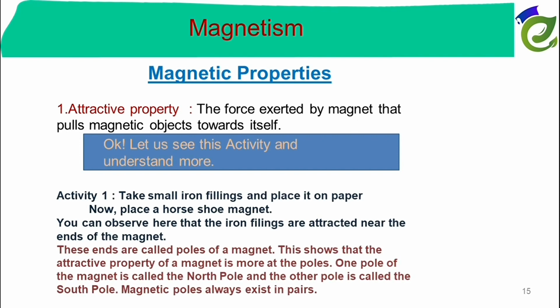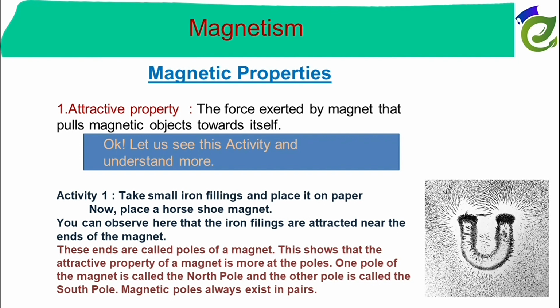The activity is you need to take some small iron filings and put them on a paper. Now you also put a horseshoe magnet on the paper upon those iron filings. What you observe is this image. You could see that iron filings are all attracted by the horseshoe magnet. And you can see two places where the iron filings are attracted more. They are called poles. One is termed the North Pole and the other is termed the South Pole. The attraction near the poles is too high.